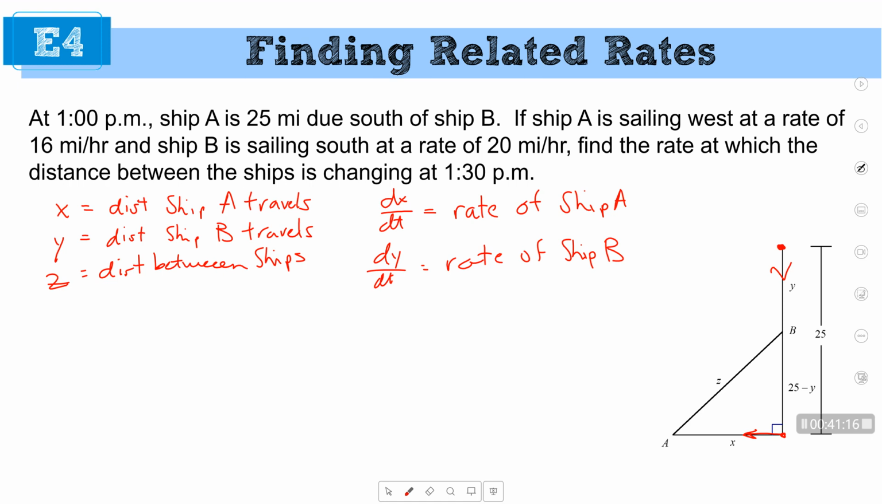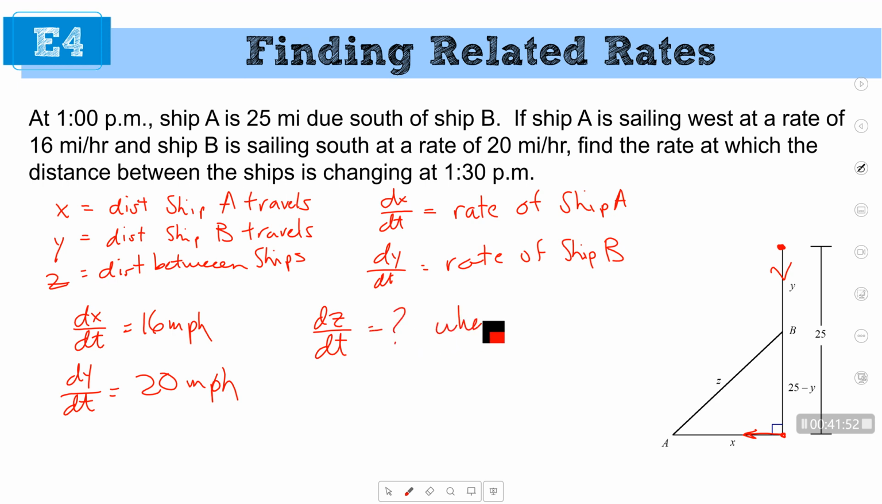Okay, that's step 2. Step 3, what do I know? What am I solving for? Okay, so I know dx/dt is equal to 16, dy/dt is equal to 20. What am I looking for? I'm looking for dz/dt. What is the rate of change between the ships when? Well, when is 130. So what's t?